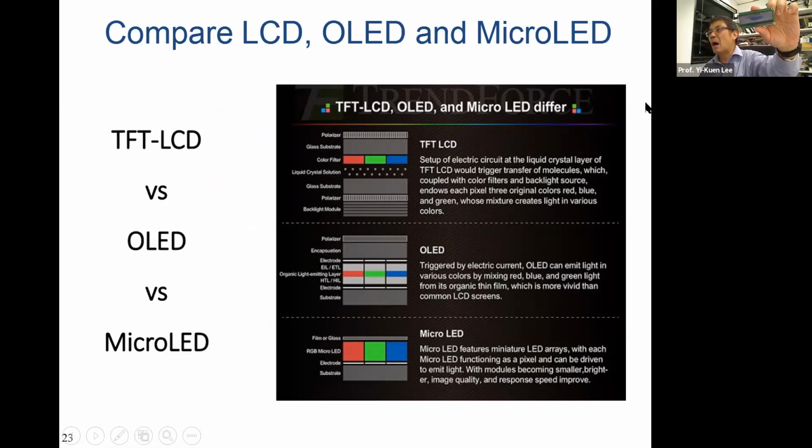Basically, it's very power hungry, where the backlight illuminates this kind of liquid crystal. So in this case, we consume a lot of power. This is very old technology, but it's not good, right?